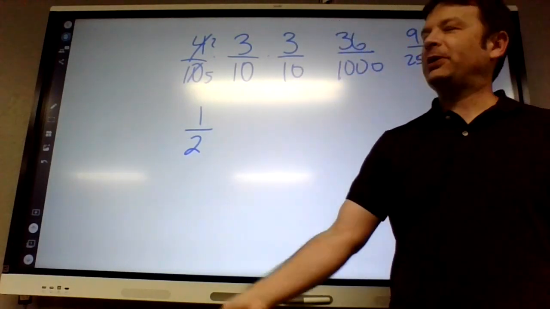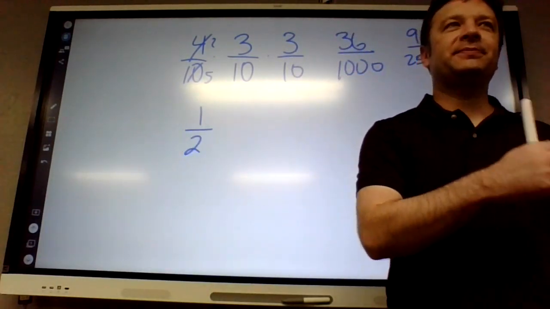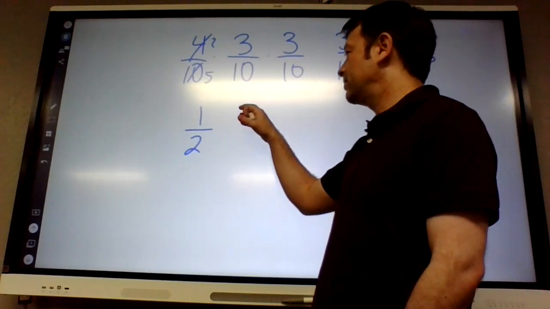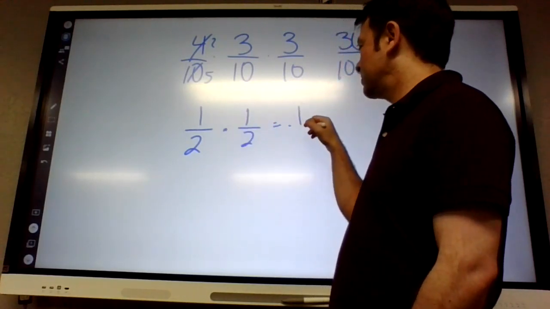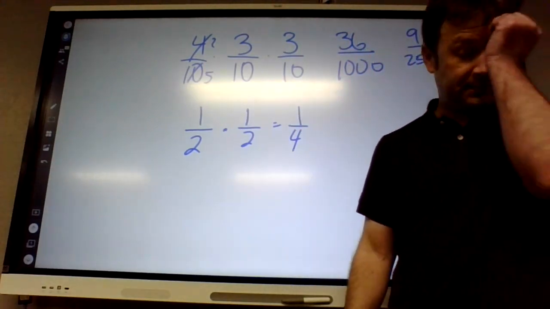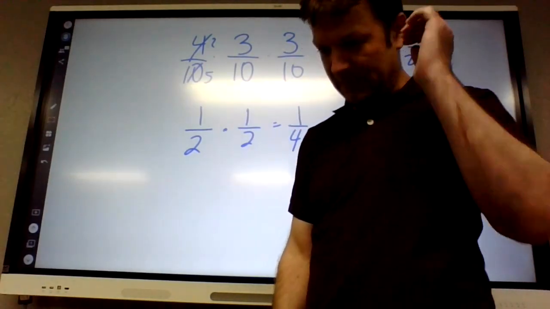Okay, anyway, what's the probability of rolling an even on the die? 3 out of 6. 1 half. I said 1 half. Or 1 out of 2. 1 half.